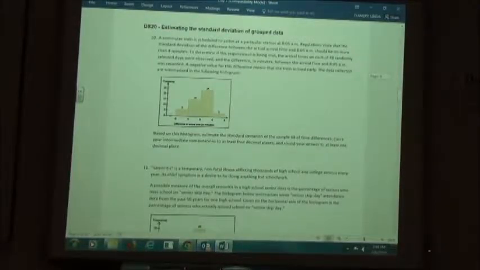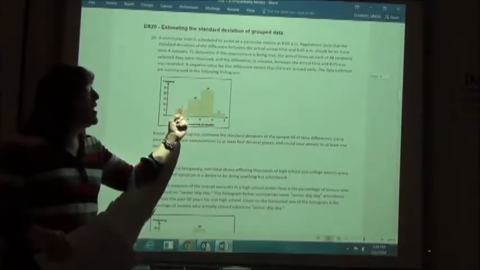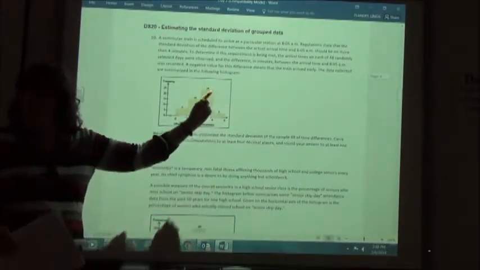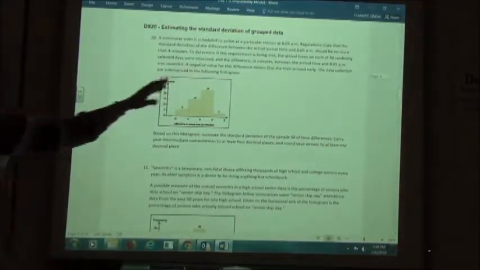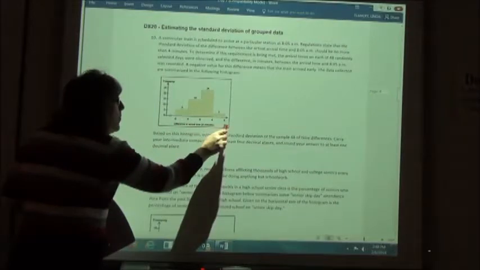All right, the next kind says we are going to estimate the standard deviation of our group data. Basically, we're going to use the same formula once we get to the end, but remember last time, we had to find the midpoints and multiply them by the number of items in each group in order to find the mean.